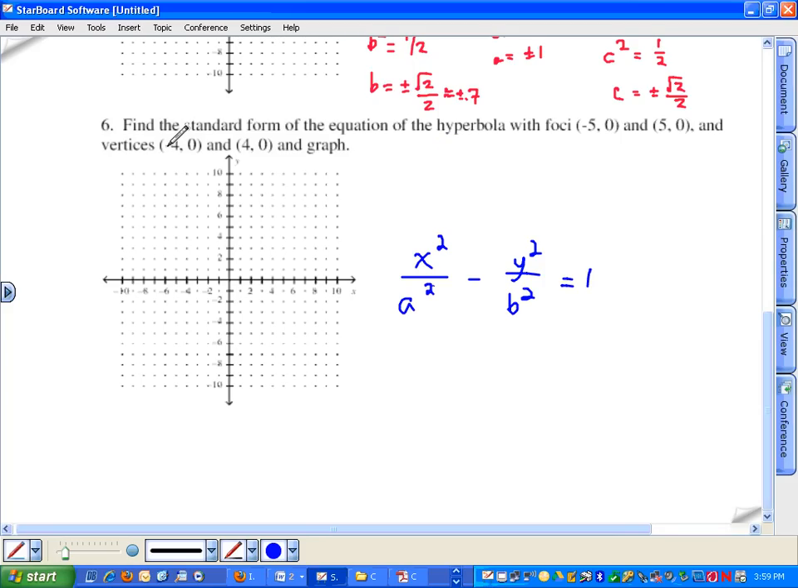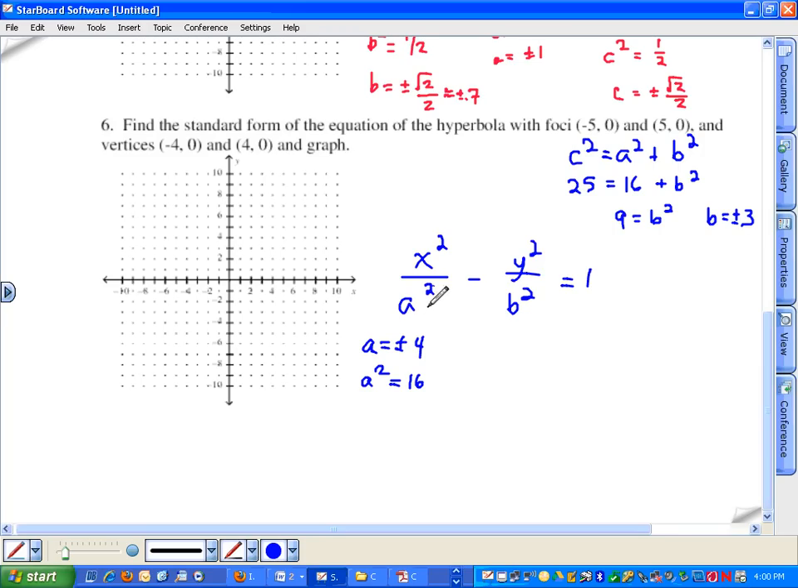The vertices give us the value of a. A is plus or minus 4, which means a squared is equal to 16. To find b squared, we can use the location of the foci and the formula c squared equals a squared plus b squared. The foci plus or minus 5 means that c squared is equal to 25. A squared is 16. If you subtract 16 from 25, you get 9 is equal to b squared, which means that b is equal to plus or minus 3.